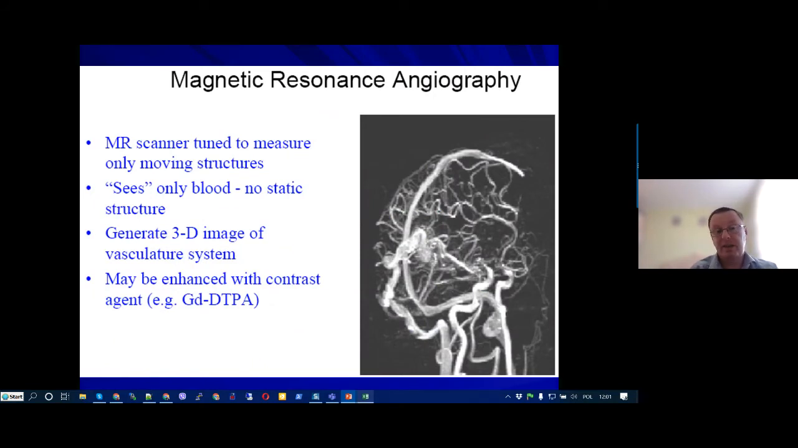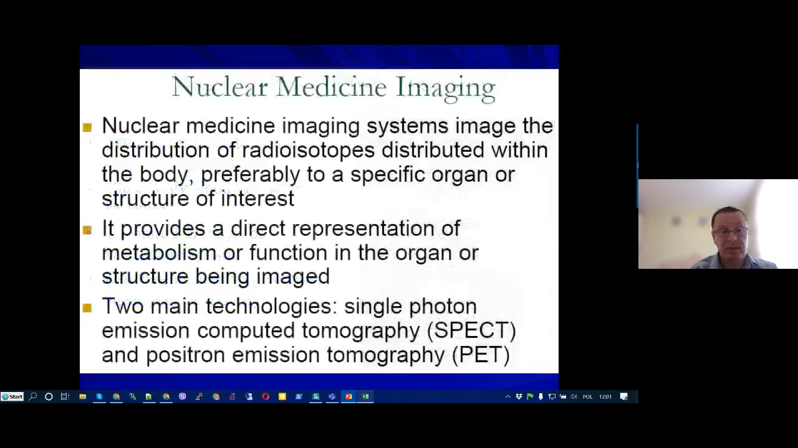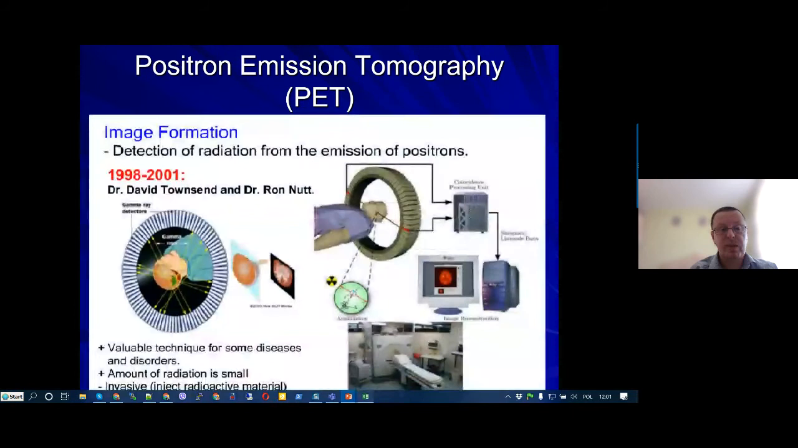For example, an image retrieved with MRI angiography. Within nuclear medicine, the image shows the distribution of a radioisotope, which is distributed within the body, preferably to a specific organ or structure of interest. So it provides a direct representation of metabolism or function in an organ or structure by imaging. And common approaches are single photon emission tomography, SPECT, and positron emission tomography. So again, we are talking about differences in principles, but post-processing, image analysis, image visualization, so digital signal processing will be done in almost exactly the same way as with computer tomography.